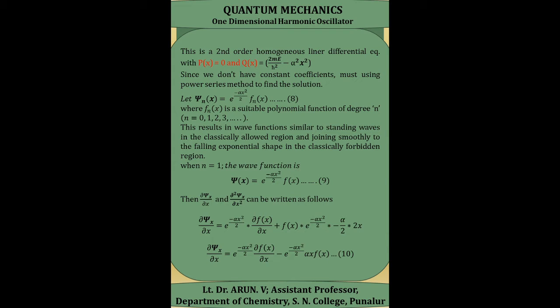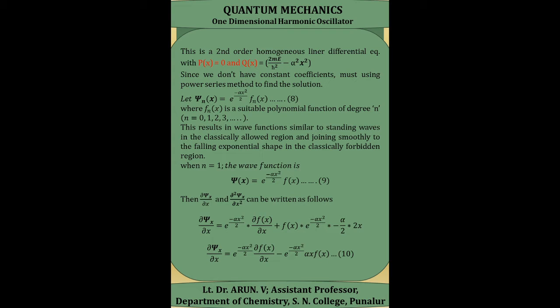The solution of the power series method has the form, if we assume psi n(x) in the x direction is equal to e raised to minus alpha x square divided by 2 into f n(x), where f n(x) is a polynomial function of degree n, with the values of n being 0, 1, 2, 3, etc. Substituting like this, the presence of the polynomial function f n(x) makes the wave functions similar to standing waves in classically allowed regions, joining smoothly to a falling exponential shape in the classically forbidden region.